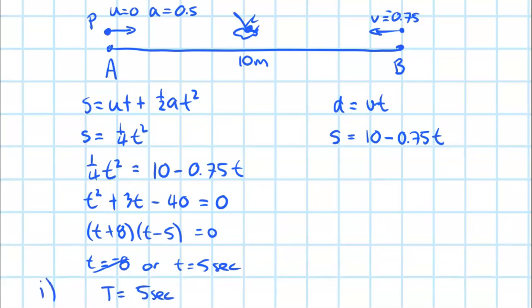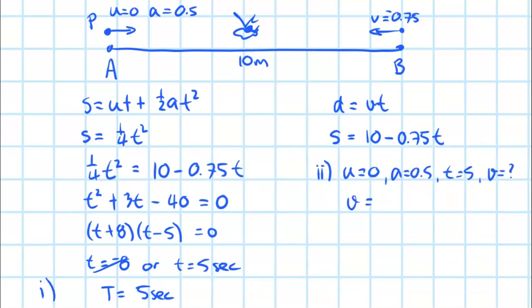For part 2, we need to find the final velocity of particle P. All right, so we know everything we need to know to do this. We know the initial velocity is 0. We know the acceleration is 0.5. We know the time is 5. That's just when it hits the other particle, so it's going to be the maximum speed that it reaches. And we're trying to find the final velocity, question mark.